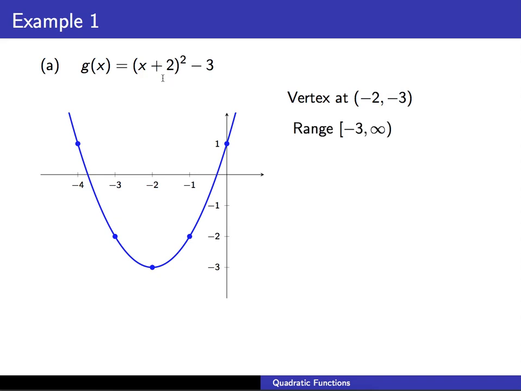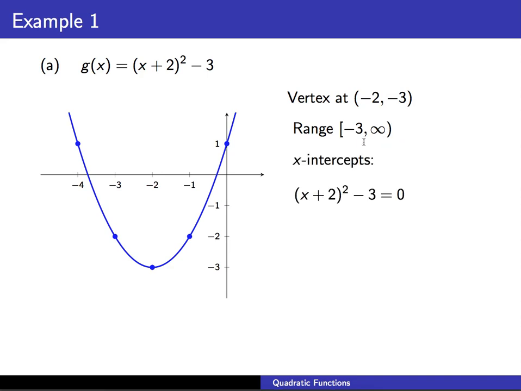The range is y is greater than or equal to -3, so our lowest point on the graph is -3, and all the other y-coordinates on the graph are higher than that. So greater than or equal to -3 is bracket -3, comma infinity, and remember, always a parenthesis after infinity.